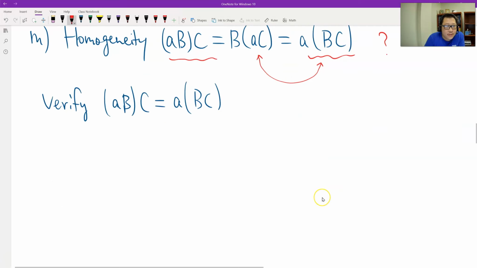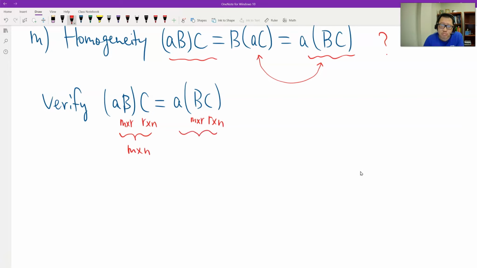So first look at the size. I set up B as M by R, so C is R by N. A is a scalar number, so this is the same size. The size of the matrix is M by N, right? Now with scalar multiplication, the size is still M by N. So that's good.